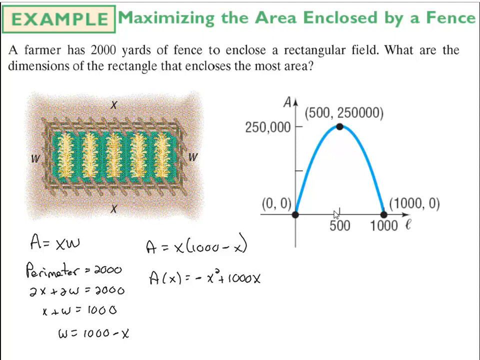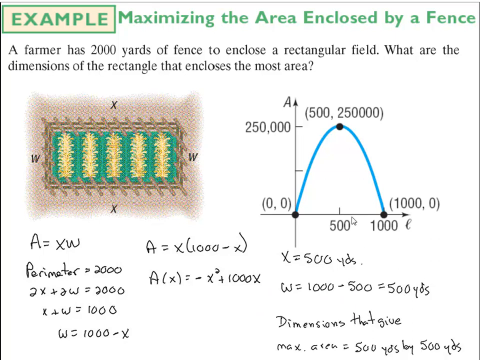So I have the length as 500 feet. If I choose a length of 500 feet, then I'm going to get the maximum possible area of 250,000 square feet. Remember, area is square feet, right? So if I choose a length of 500, what would the width of the rectangle be? I already knew down here the width would be 1,000 minus the x. So if the x is 500, then the width is also 500, and there's the dimensions that produce the max area.